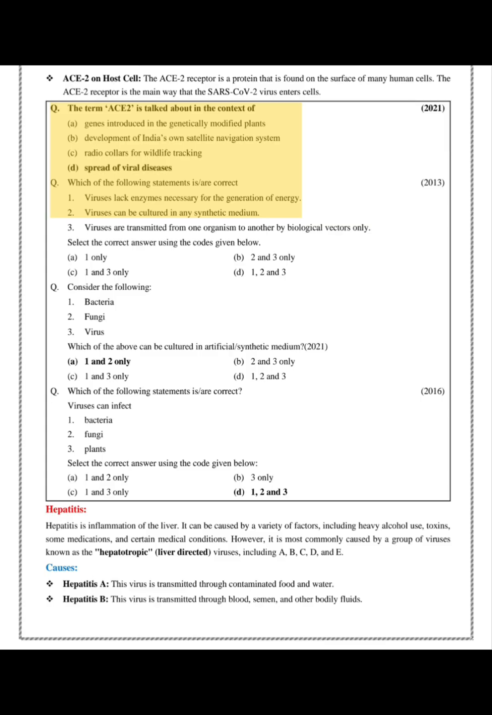Q. The term ACE2 is talked about in the context of: A. Genes introduced in the genetically modified plants. B. Development of India's own satellite navigation system. C. Radio collars for wildlife tracking. D. Spread of viral diseases.